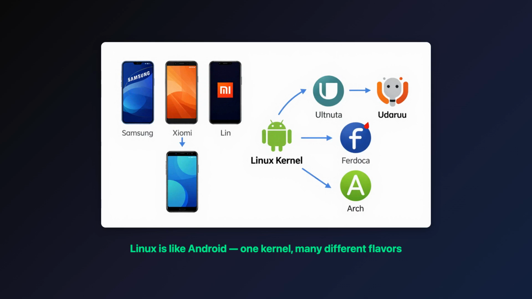Now, here's something that confuses a lot of people. Linux isn't just one thing. There are many different distributions of Linux. Think of it like Android phones. And actually, Android is based on Linux, so this analogy is more accurate than it sounds. Android uses the Linux kernel underneath, but Samsung, Xiaomi, and OnePlus all look completely different. Different launchers, different apps, different feel. Linux desktop distributions work the same way.